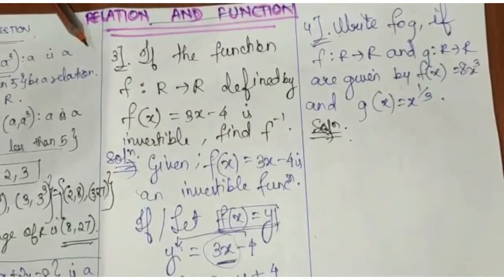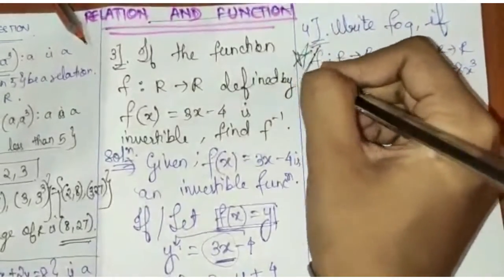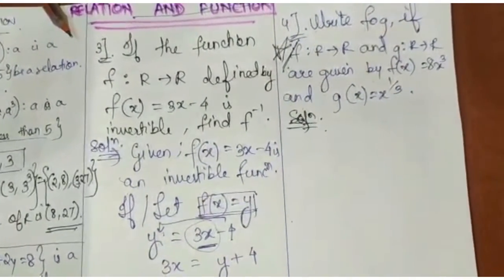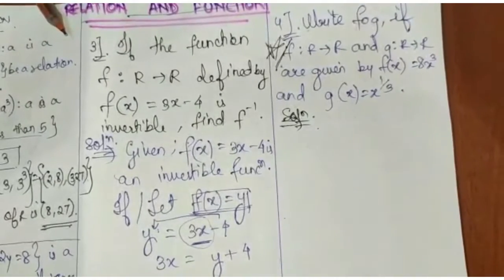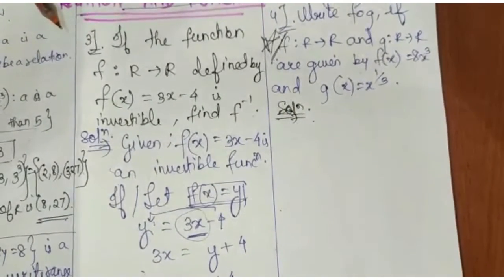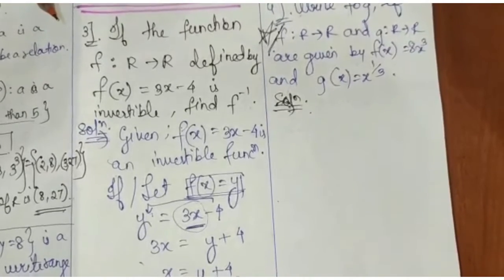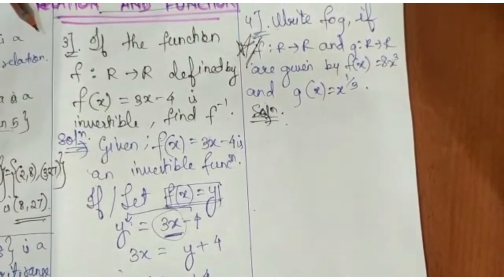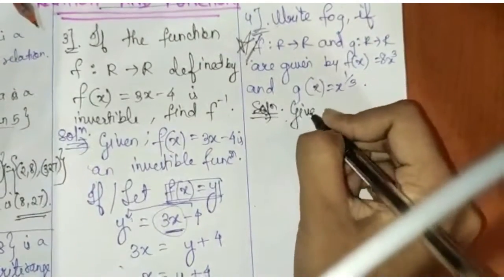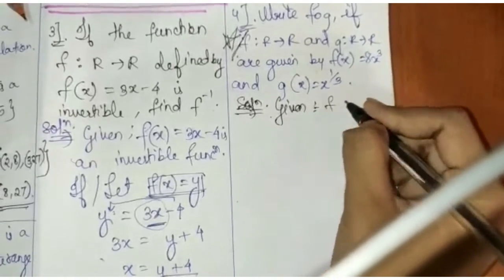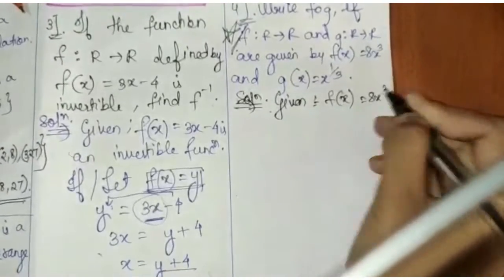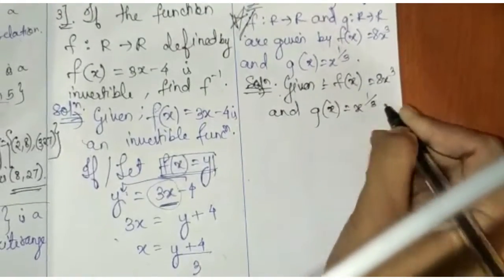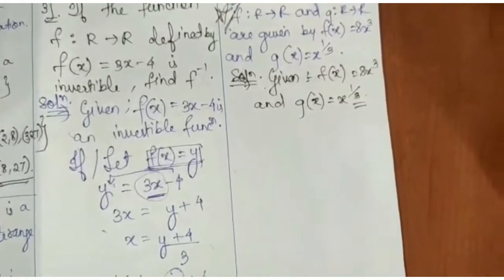Now coming to the fourth question, this is also very important, mark it as star. So they have asked you to write f of g. If f is a function from R to R, that is real numbers, and g is also a function from R to R, given by f of x is equal to 8x cube and g of x is equal to x raised to 1/3. So first, as I told you, always write what is given. So your given is f of x is equal to 8x cube and g of x is equal to x raised to 1/3.